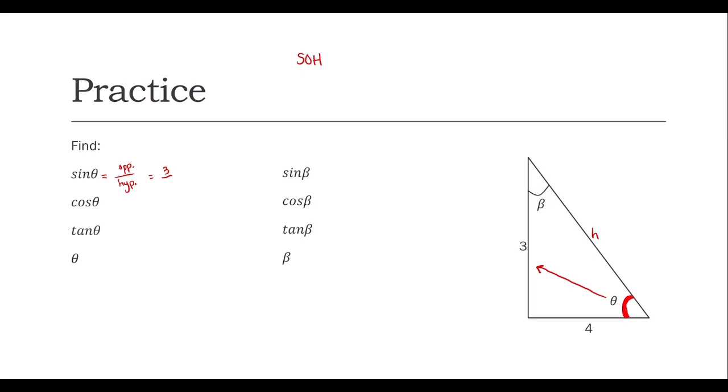We can use the Pythagorean theorem for that. 3 squared plus 4 squared equals h squared. So 9 plus 16 equals h squared, and 25 is h squared. If we take the square root of both sides, we get that 5 equals h. So our hypotenuse is 5, and our sine of theta is 3/5. Cosine is CA, adjacent over hypotenuse, so 4 over 5. Our tangent is TOA, opposite over adjacent, so 3 over 4.